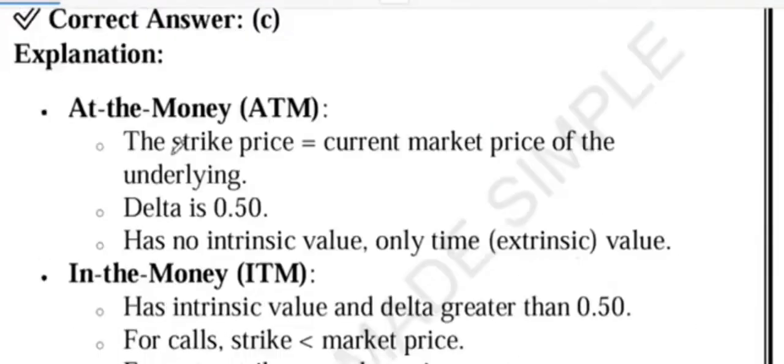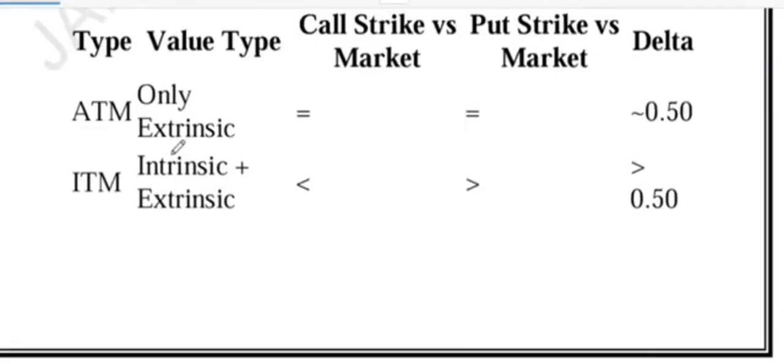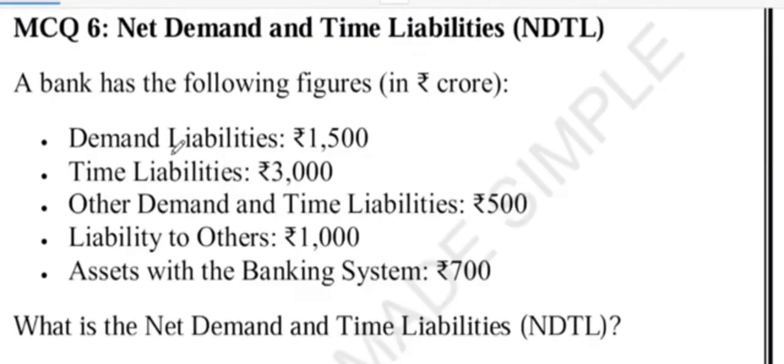So before solving this ATM ITM, let us move to the next question, that is based on NDTL. Yes, first of all solve this question. So this question is based on calculating the NDTL. A bank has the following figures in crore: demand liability, time liability, other demand and time liability, liability to other, asset with the banking system. What is this NDTL? So let's understand this step by step. First of all, what is this NDTL? Net demand and time liability.